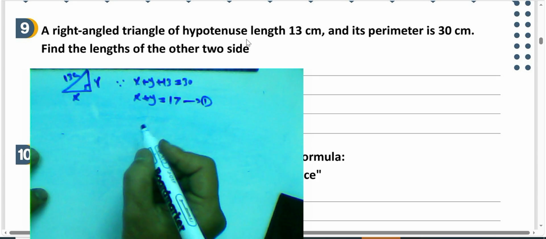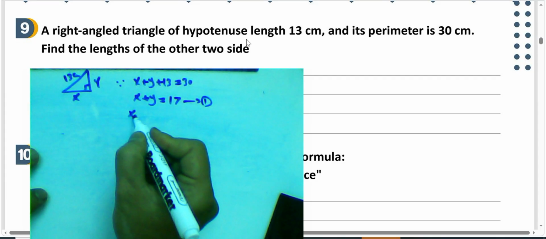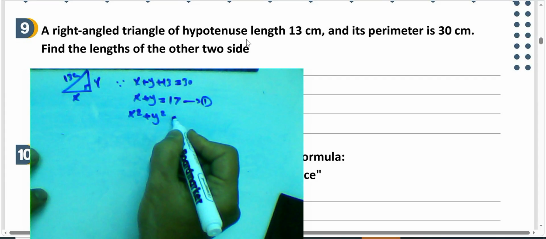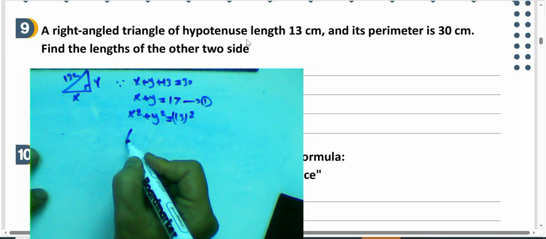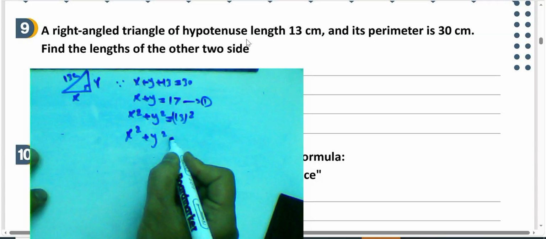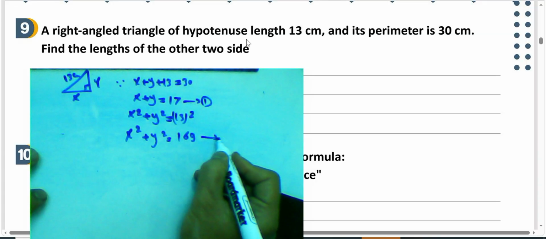And the second relation we have from the Pythagoras theorem: x power 2 plus y power 2 equals 13 power 2. Do you remember the Pythagoras theorem? Then x power 2 plus y power 2 equals 169. This is relation number 2.